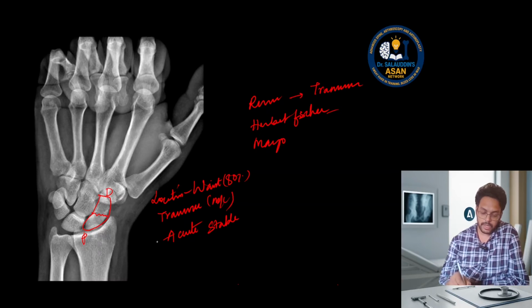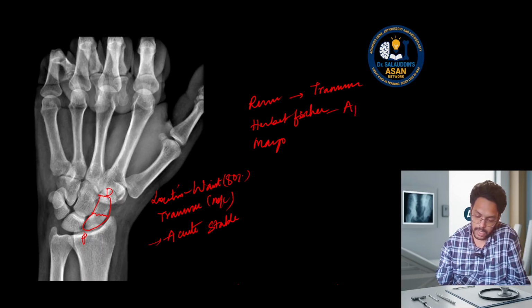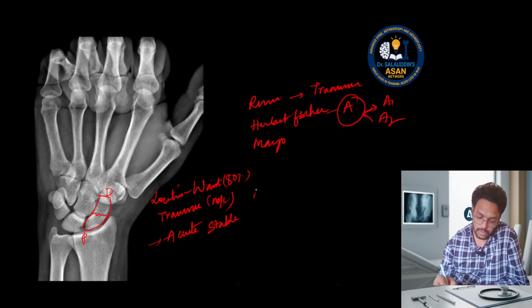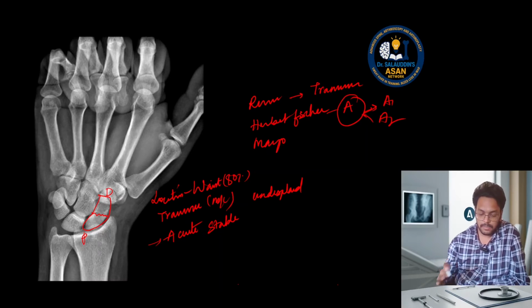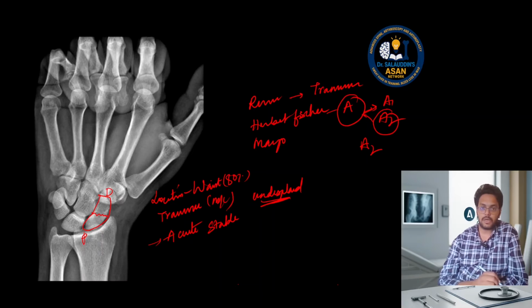So what category does it come under in Herbert and Fisher's? Acute stable comes as A. A1 and A2 are there. A1 is fracture of the tuberosity, A2 is the fracture of the waist, and that too an undisplaced waist fracture. Here, is displacement present or not? No, there is no displacement in the fracture pattern, so it's undisplaced. So A2 type of Herbert and Fisher's scaphoid fracture.